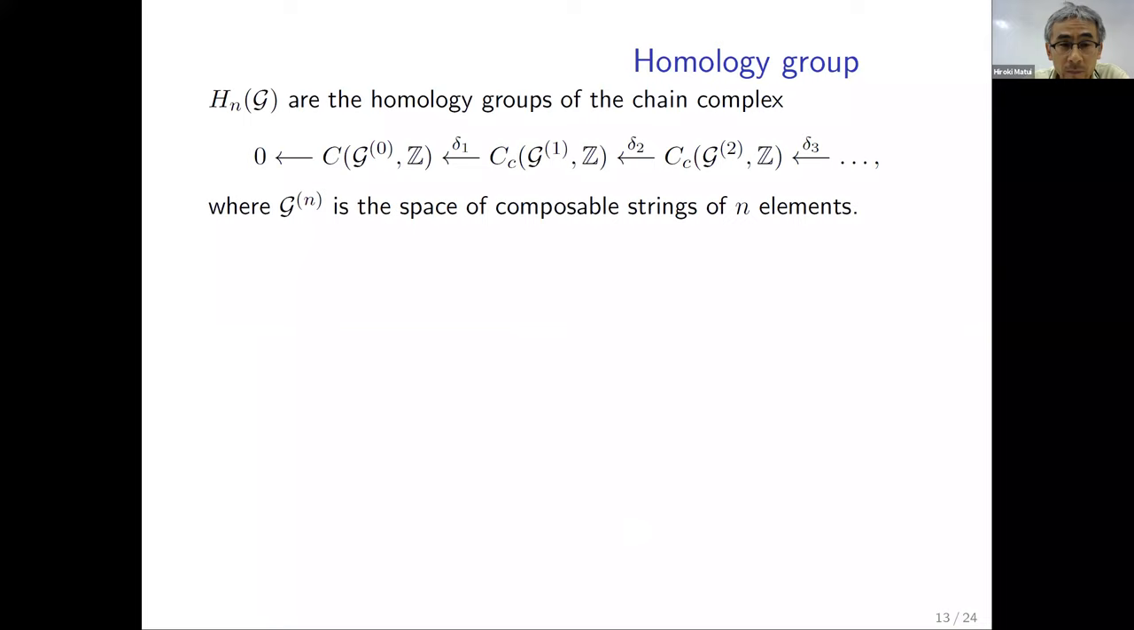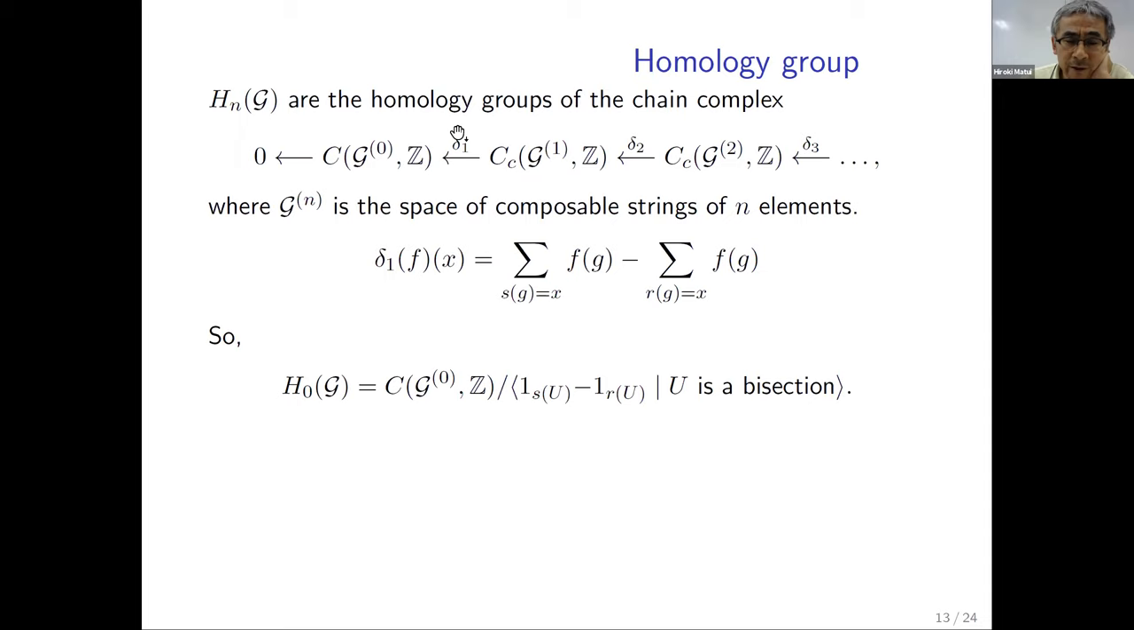So then, let me explain the homology group of a groupoid. Let calligraphy G be an étale groupoid, and H_n(G) are the homology groups of this chain complex. Here, G_n is the space of composable strings of n elements in G. I can define these differentials, form this chain complex, and take its homology groups.